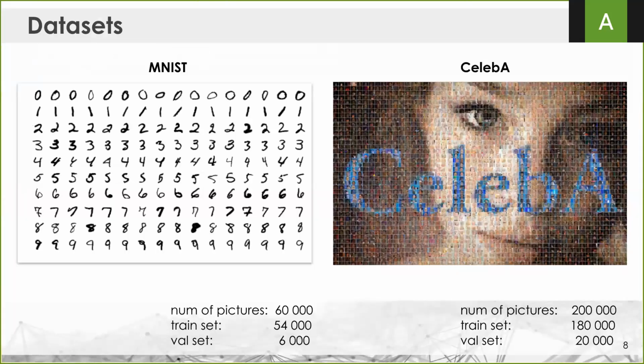Now let's talk about our experiments. Firstly, we used two popular datasets: the MNIST dataset of images of digits, and the CelebA dataset, which contains 200,000 pictures. Okay, we used these datasets.